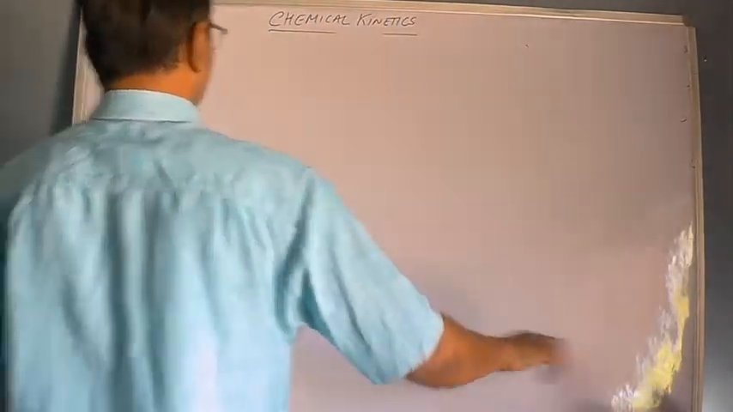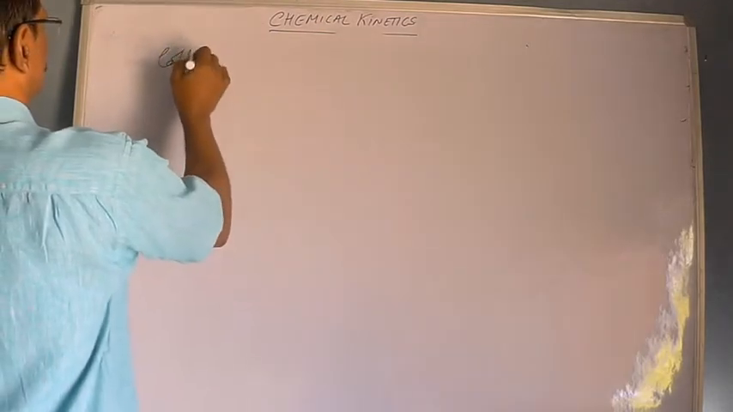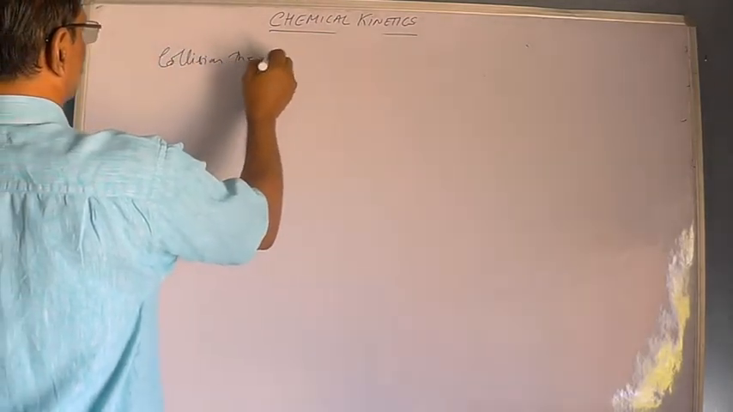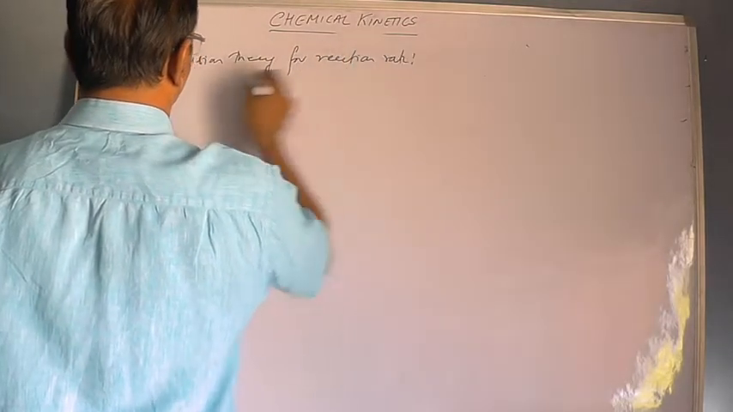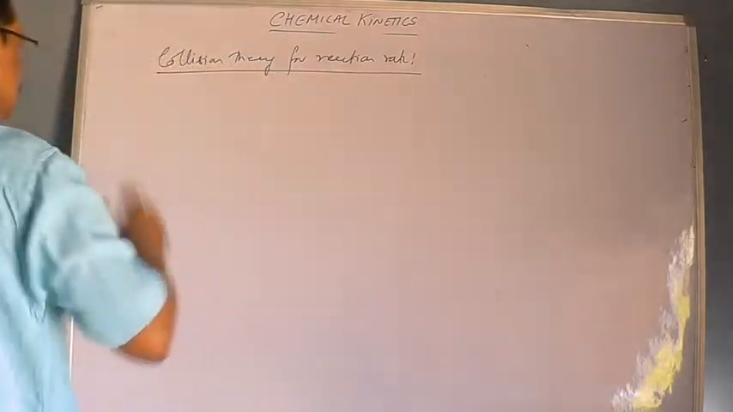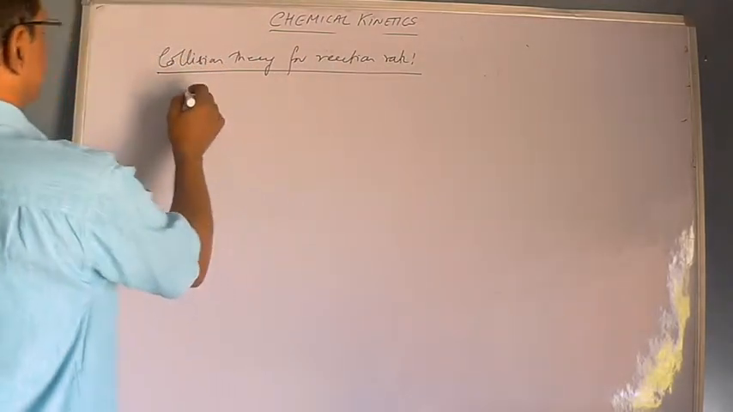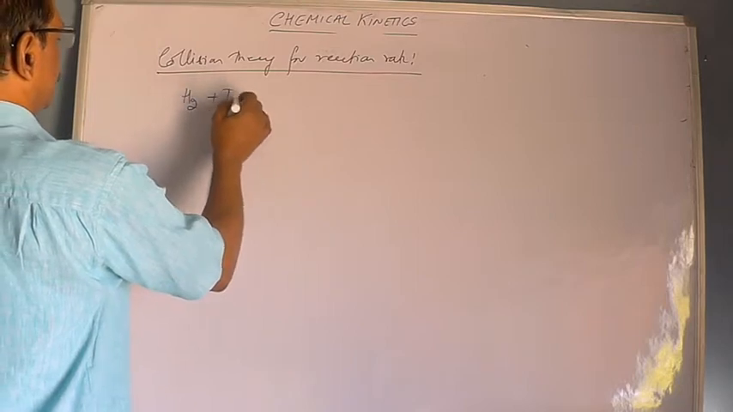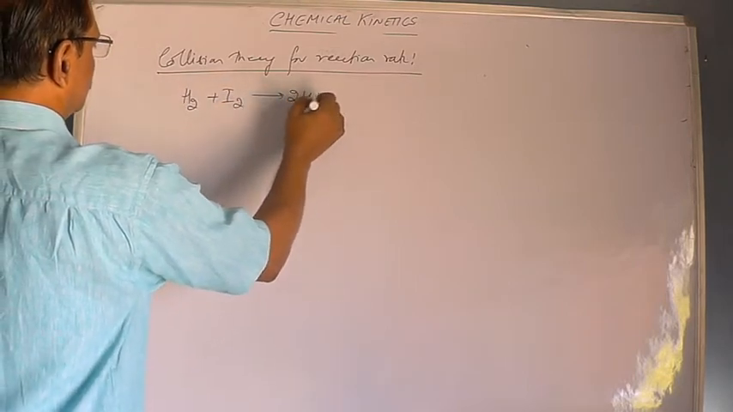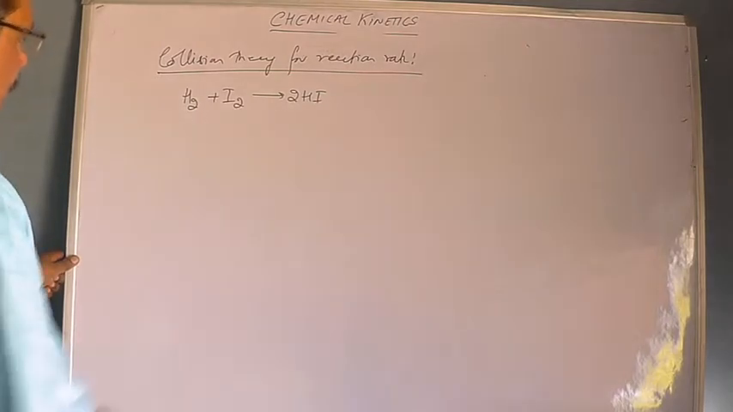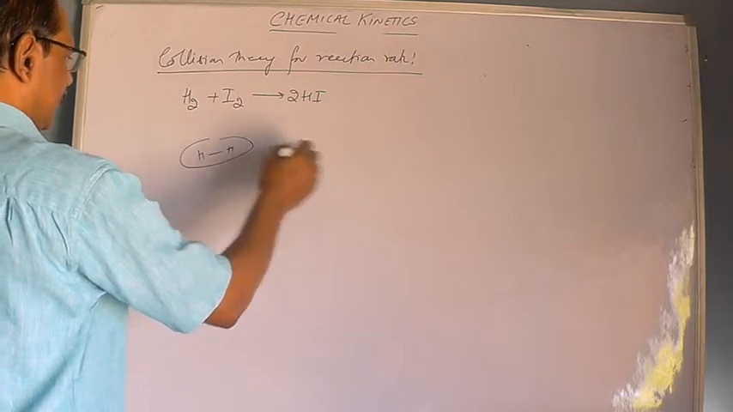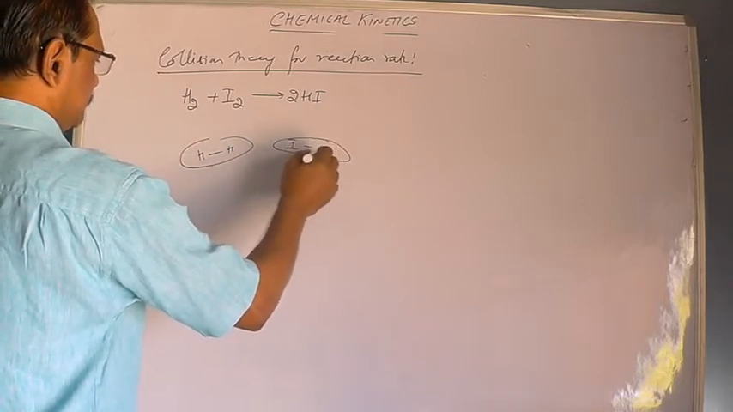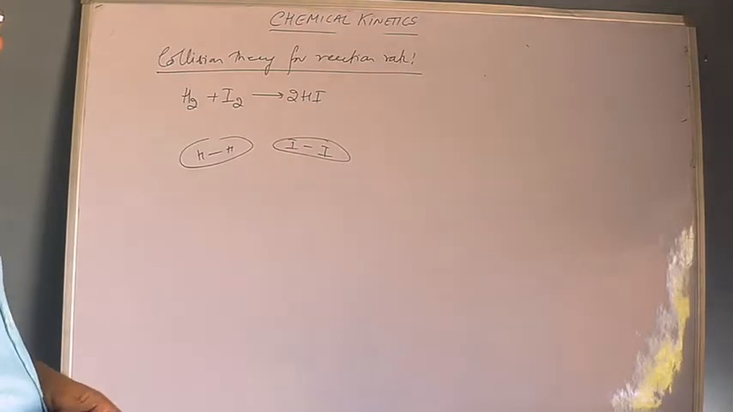Collision theory for reaction rate. Let us consider this reaction: H2 plus I2 giving me 2HI. H2 is a molecule, I2 is also a molecule. Let us have a diagrammatic representation: H-H, I-I. So these are the molecules present in the reaction mixture.